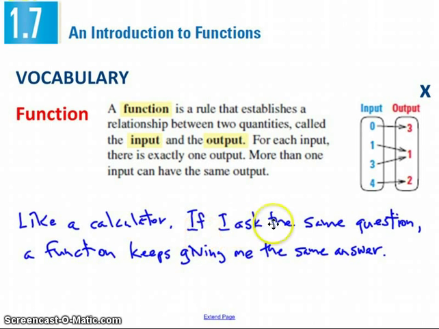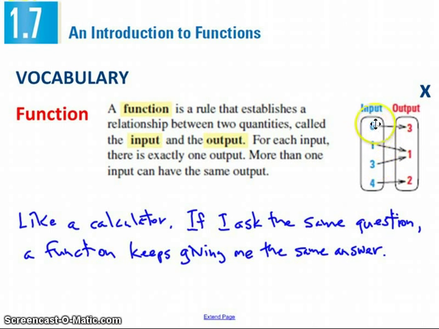If I ask the same question, a function should be giving me the same answer every time. Just like if I type a question into a calculator, it better tell me the same answer every time. If it doesn't, then the calculator is broken and I should throw it away. Similarly, any kind of relationship that gives me different answers depending on its mood is not a function. It's got to always give me the same answer for a particular question.